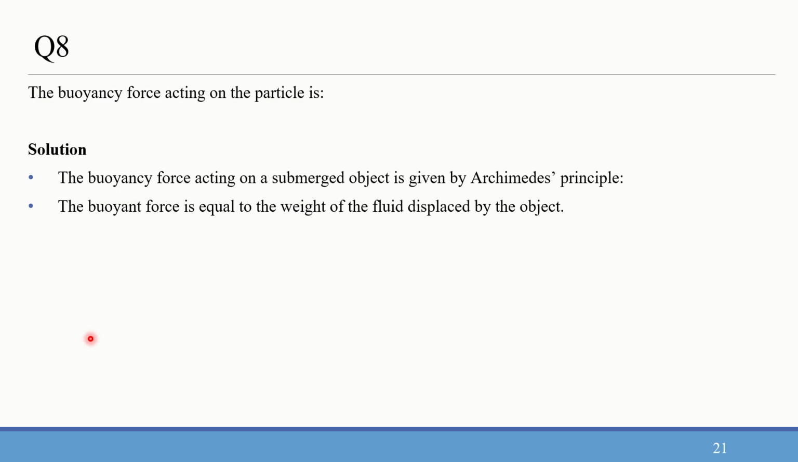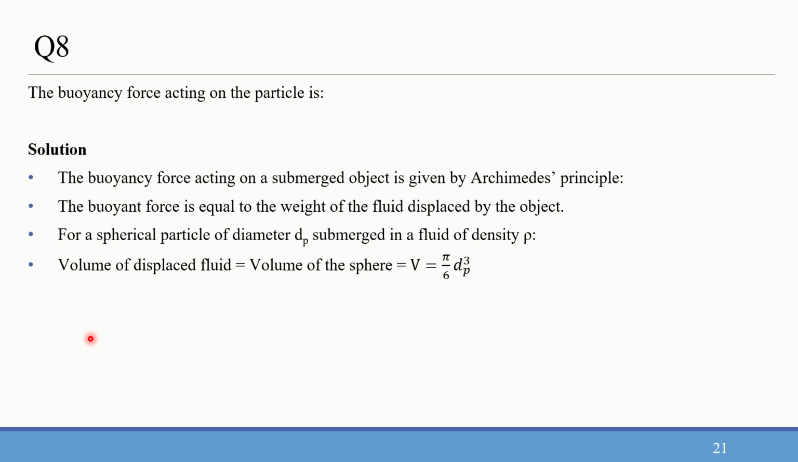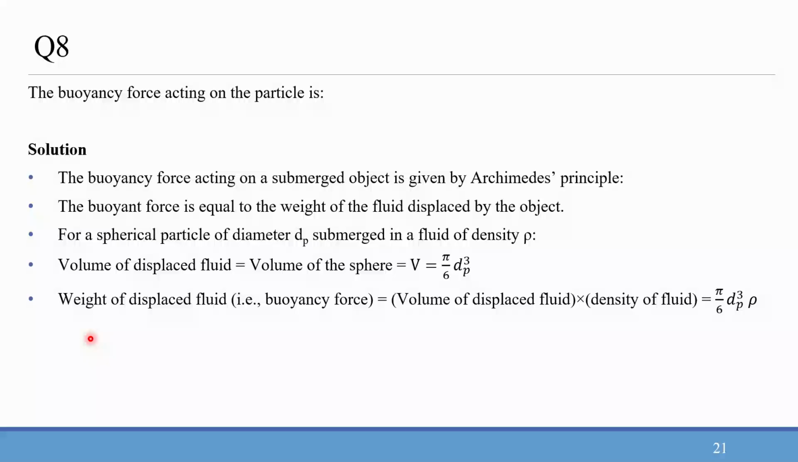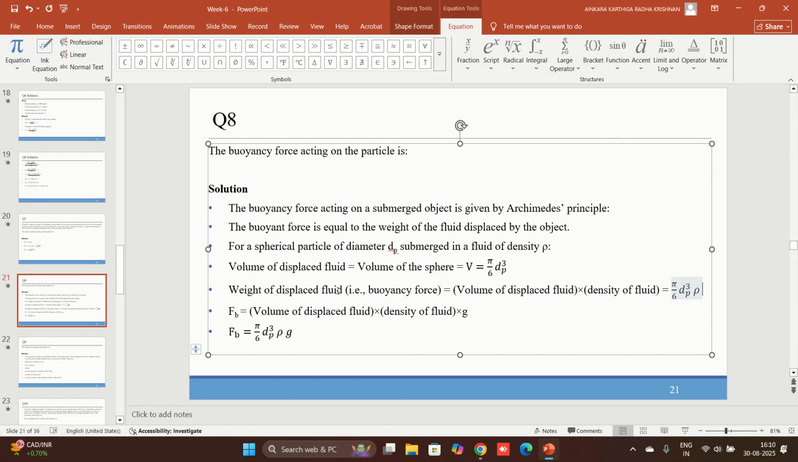So buoyancy force is equal to the weight of the fluid displaced by the object, m into g. And for a spherical particle of diameter dp submerged in a fluid of density rho, volume of displaced fluid is equal to volume of sphere, that is pi by 6 dp cube, and mass of displaced fluid is equal to volume of displaced fluid into density of fluid, which is pi by 6 dp cube into rho.